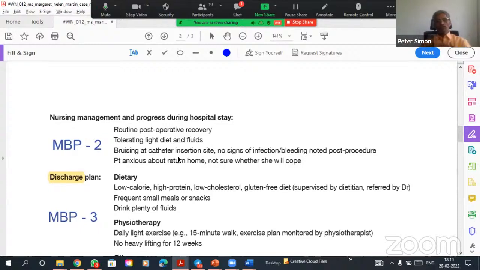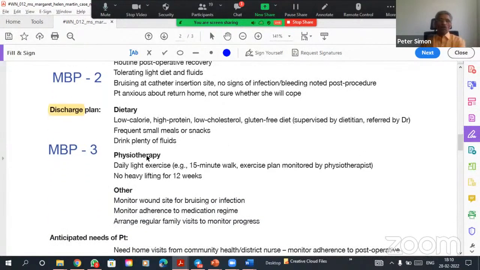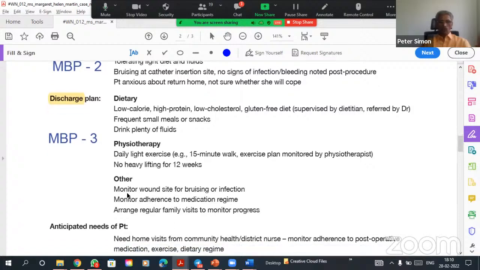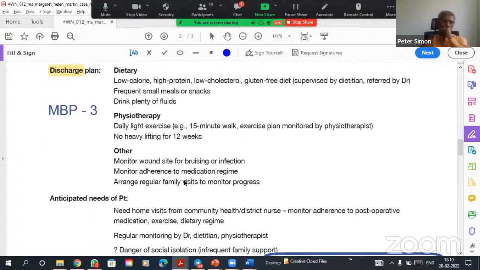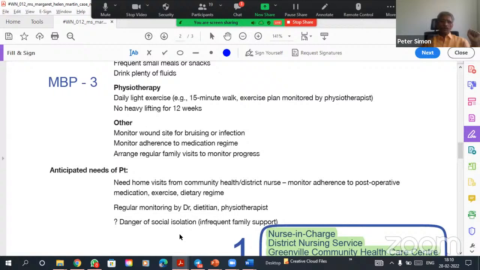Then in the third paragraph, you write about the discharge plan: what is required, what should be monitored. All these things should be written. Monitor wound site. Then isolation, dietitian, regular monitoring, physiotherapist, all these things. Whatever is required, you have to write. Monitor adherence to medication, exercise, and diet. These three things are very important.